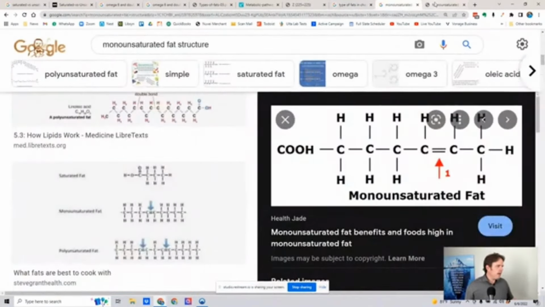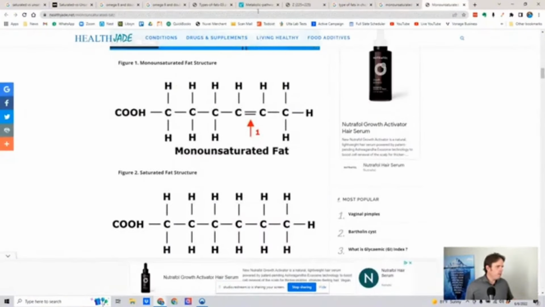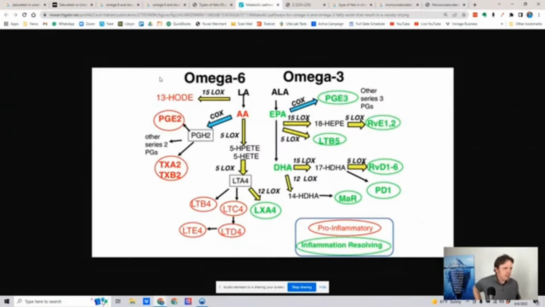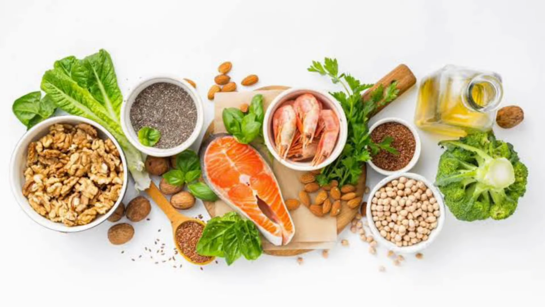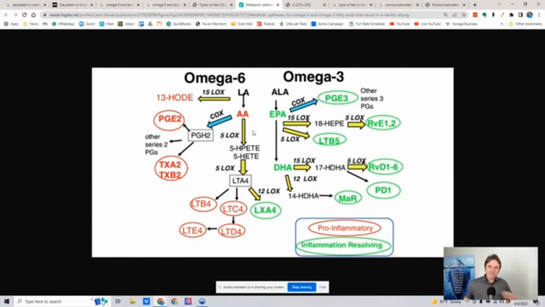Now, let's go look at the metabolic pathway. So omega-6, right? Why is an omega-6 fatty acid unique? Well, with omega-6 fatty acids, the farther down the chain and the more double bonds we have, the more fragile those fats are. And so that can be problematic.